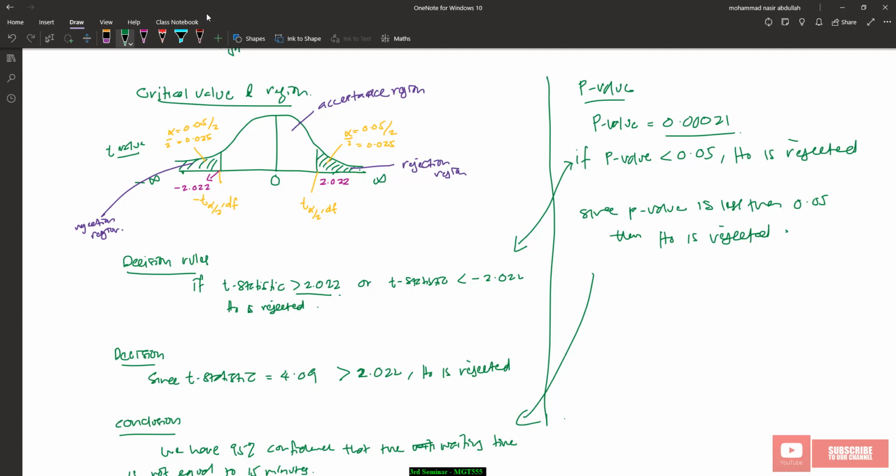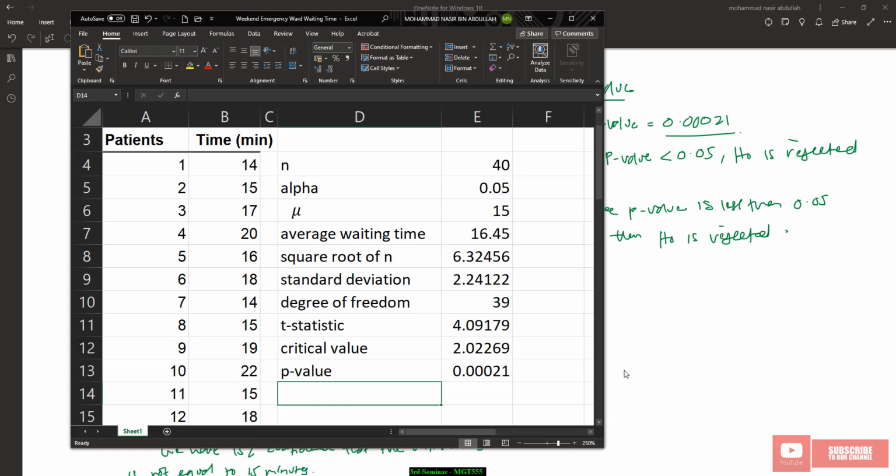Any questions so far? So to see the p-value formula in Excel, the p-value formula in Excel, okay.